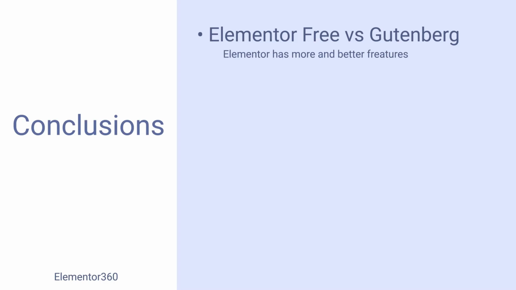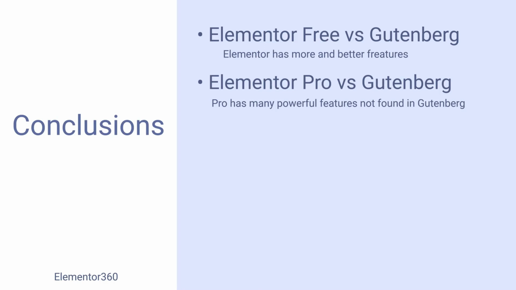Elementor Free is a much more powerful page builder than just Gutenberg. When we compare Gutenberg with Elementor Pro, then we find that Elementor Pro has a large number of advanced features that don't exist in Gutenberg. The theme builder, pop-up builder, form builder, WooCommerce builder, the ability to work with dynamic data, the motion effects, those are some of the biggest ones. If the comparison of the classic editor to Elementor was like comparing a car to a bicycle, then the comparison of Gutenberg to Elementor Pro is like comparing a car to a jet. It's just way more powerful.